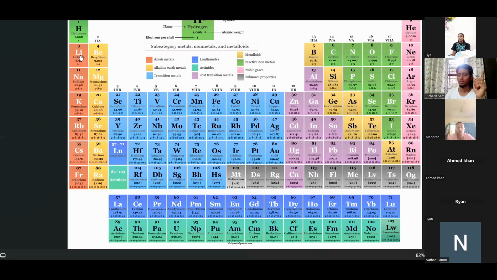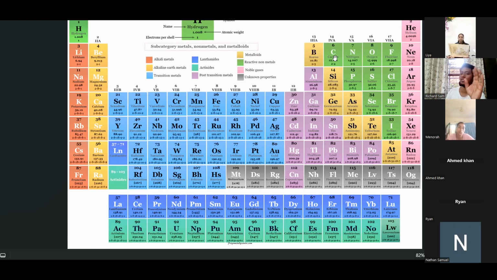For example, lithium has how many protons? Three protons, three electrons. Beryllium has four protons and four electrons. Remember, protons are positive inside the nucleus and electrons are negative outside the nucleus. So as you go to the right, the number of protons and electrons are increasing.